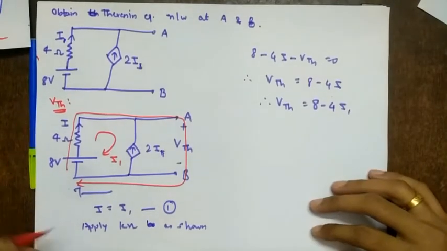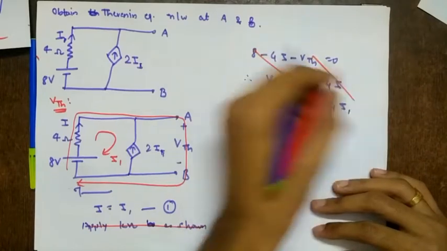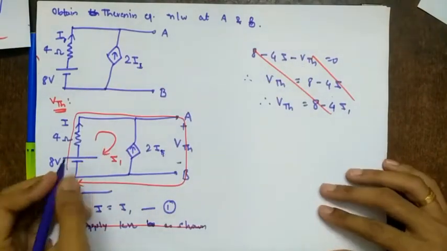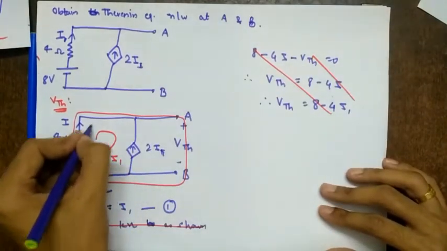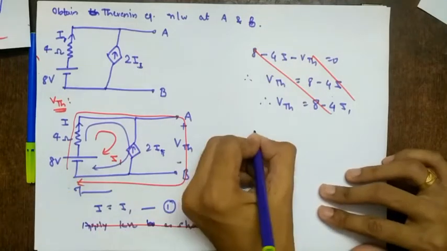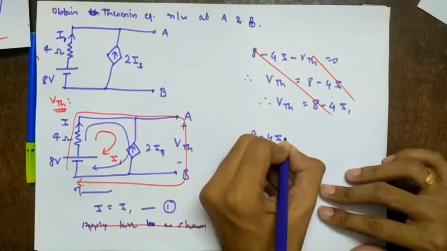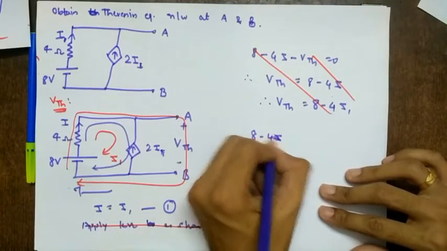Oh, sorry, I missed. Before doing this, we can find the value of I1. If we apply KVL to this loop, what do we get? 8 minus 4i.